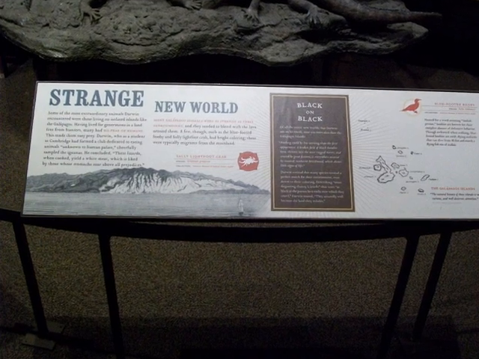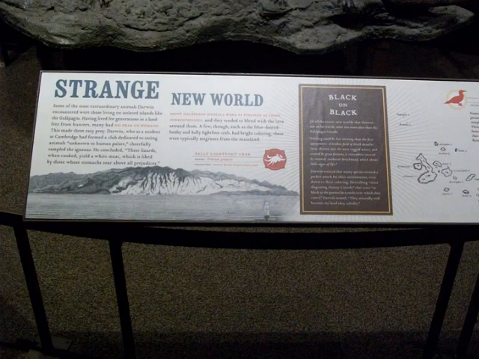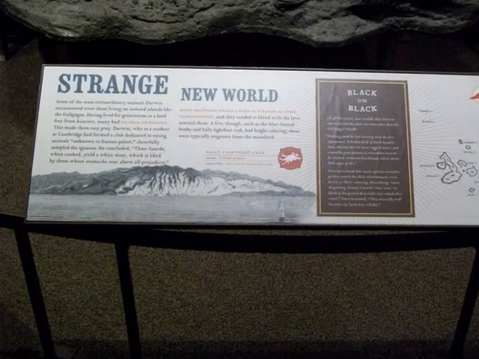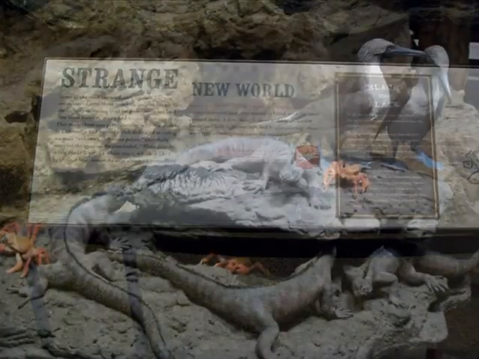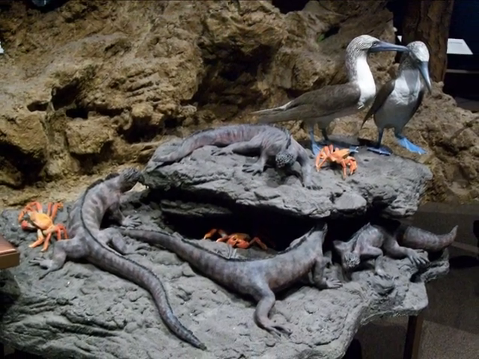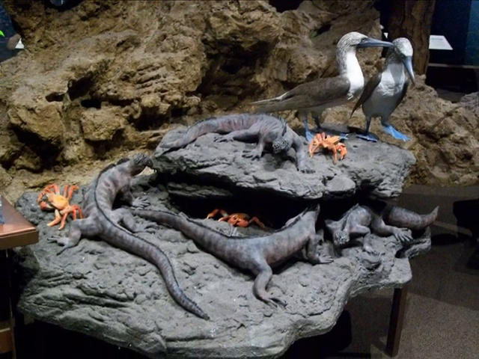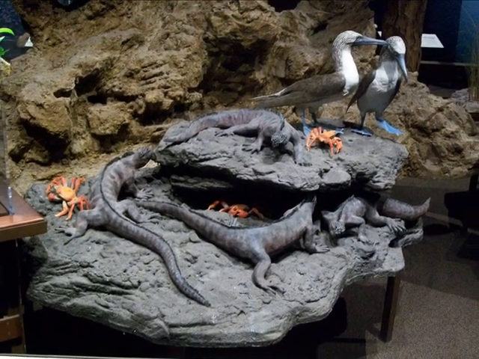Their color varied according to the type of landscape the iguanas lived on, enabling them to blend in with the landscape. These iguanas are dark gray, like the rocks that they crawled over. They lived among other species of birds and crabs that were unique to the islands.